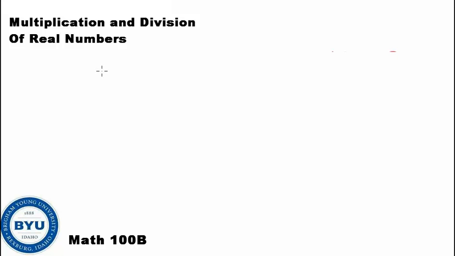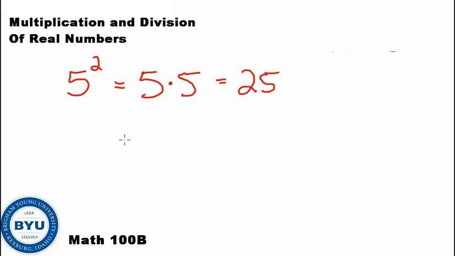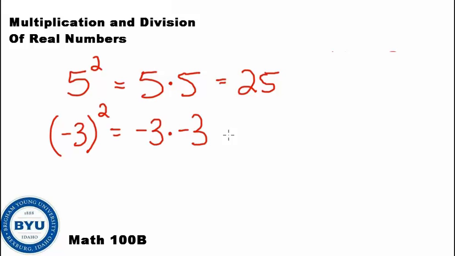Another way to express multiplication is using exponents. For example, if I have the number 5 squared, that just is a simple way to write 5 times 5, which we know is 25. It's important to remember, though, that this can get a little tricky when it deals with negatives. If I put in here negative 3 squared, well, that means negative 3 times negative 3. And so negative 3 times negative 3 we know is 9.